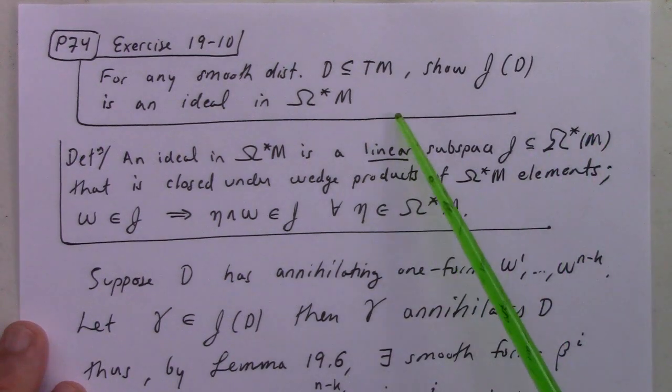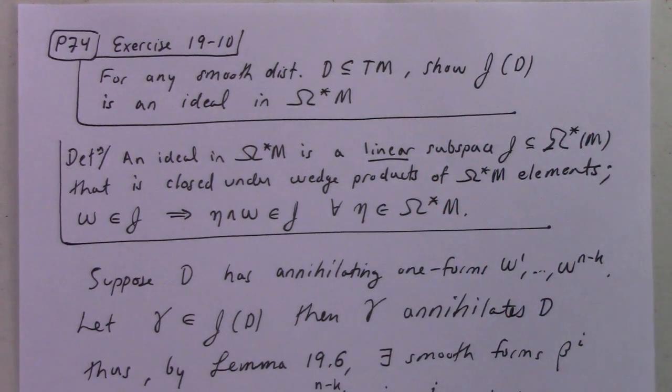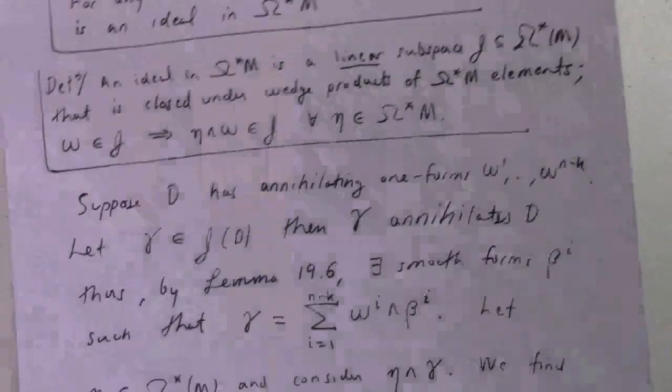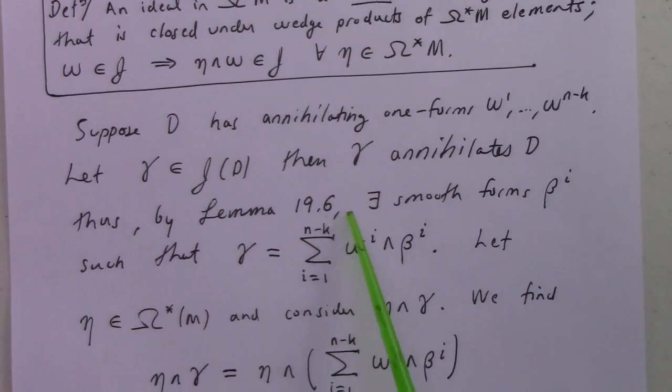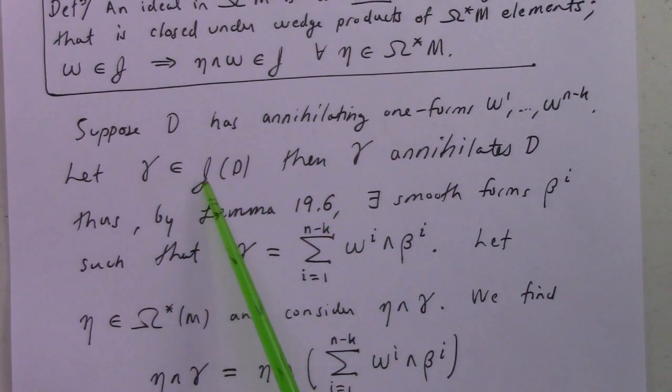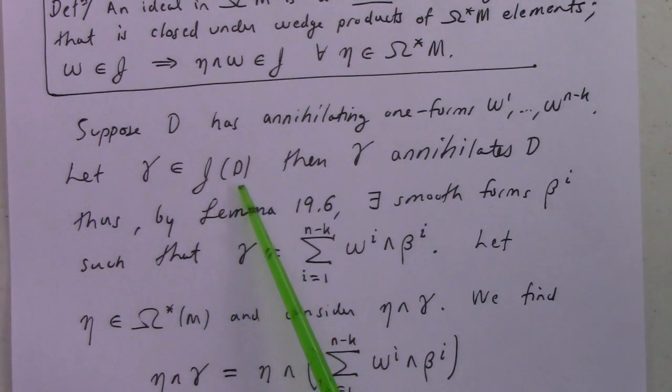We're supposed to show it's an ideal. This one I think is pretty simple as it goes. So suppose D is annihilating one forms. Suppose gamma is in the ideal.